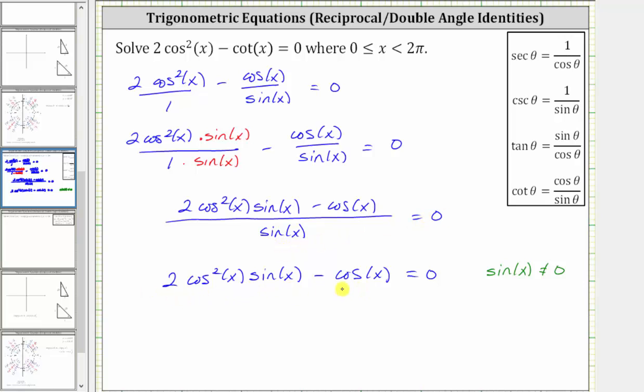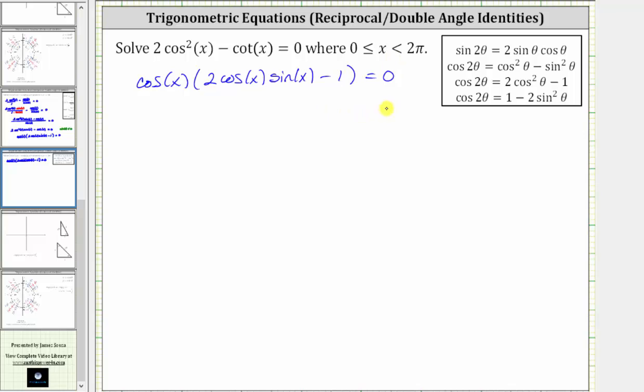And now to solve this equation here, the next step is to factor out the greatest common factor, which is cosine x. Factoring out cosine x gives us cosine x times the quantity 2 cosine x sine x minus 1 equals 0. Let's continue on the next slide. Notice how we have a product on the left, and therefore the product is equal to 0 when the first factor of cosine x equals 0, or when the second factor of 2 cosine x sine x minus 1 equals 0.